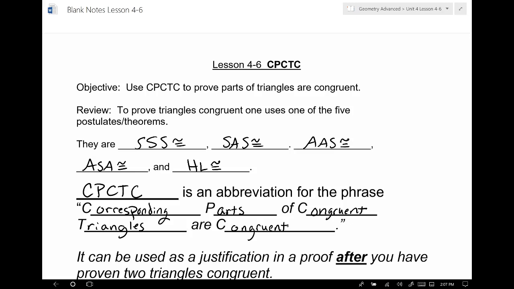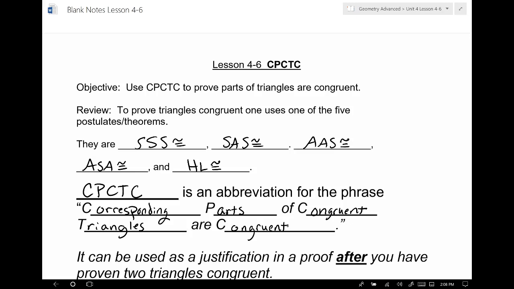Go. Corresponding parts of congruent angles are congruent. Whoa, close. He said angles. All right, one more time. Okay. All right, Connor, you can redeem yourself. What does CPCTC stand for? Corresponding parts of congruent triangles. Very good. All right, good. Excellent. That's impressive.